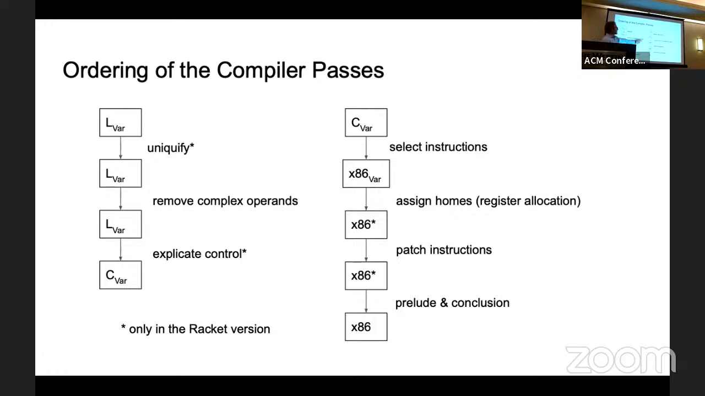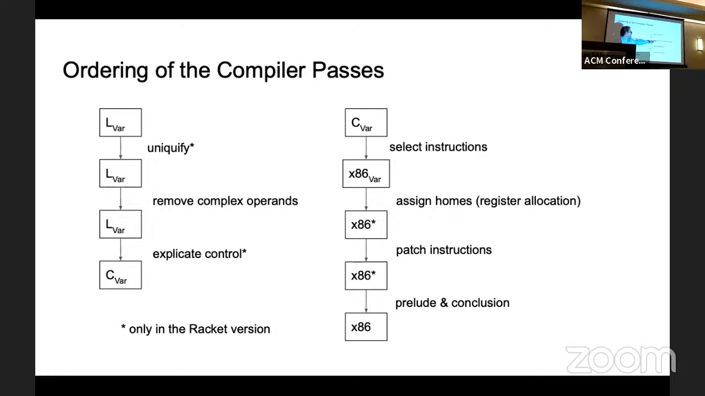So for example, here I've got select instructions followed by assign homes. But there's almost a circular dependency if you want to do the optimal job of selecting instructions and assigning homes. That's why, in Chez Scheme, they actually iterate these two phases. We did that in earlier versions of this course, but that's really hard to debug, and students struggle with it. So what I'm suggesting these days is to do it in this order.